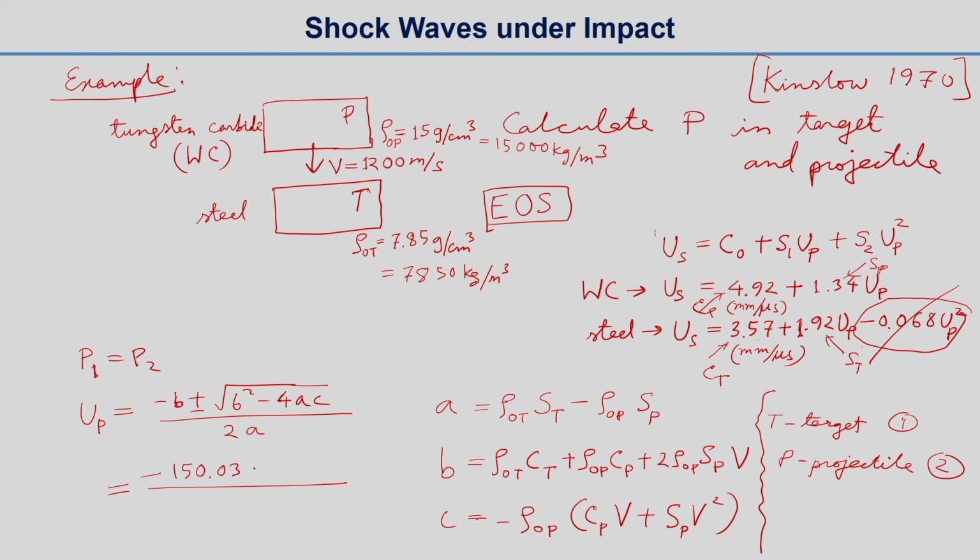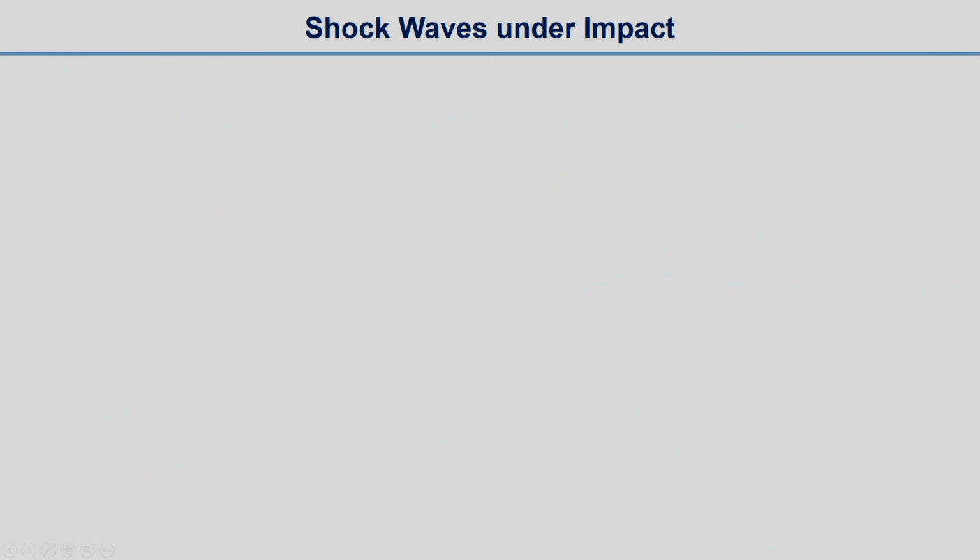150.03 plus minus 141.96, divided by minus 10.026. So we have a plus minus sign here, so we will get two roots out of here, and fortunately both are positive roots. Actually we can write it in kilometer per second, or this is nothing but 805 meter per second.